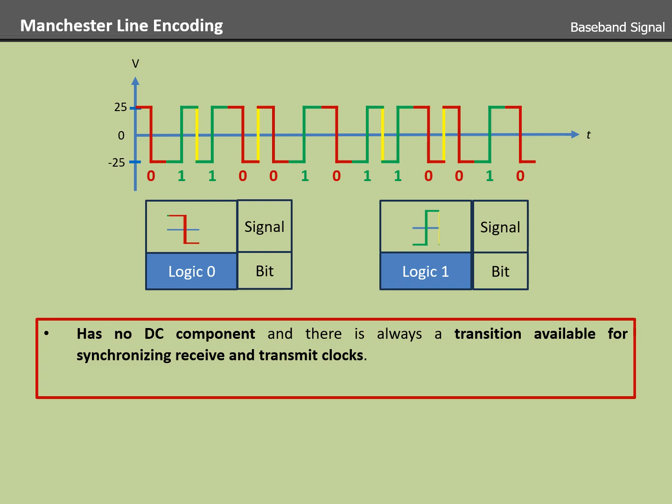In Manchester line encoding, the average voltage is 0 volt, so there is no DC component. The transition serves as a clock, so it doesn't have the synchronization problem. The frequencies of the signal don't vary much, so it requires the least amount of bandwidth compared with the other encoding methods mentioned in this video.